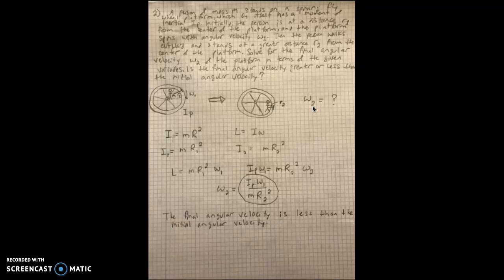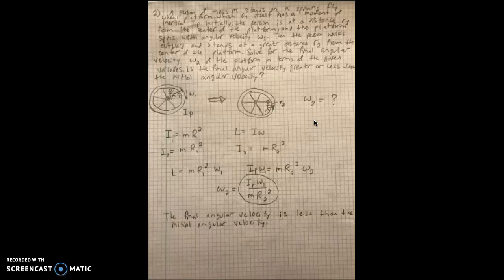Okay, so the first part of this is actually finding the angular velocity itself. So what I did here is I write down some equations that I think might help me. We have I equals mr squared, L equals I omega, and then L equals mr squared omega, which is gonna help us answer also the second part of the problem.